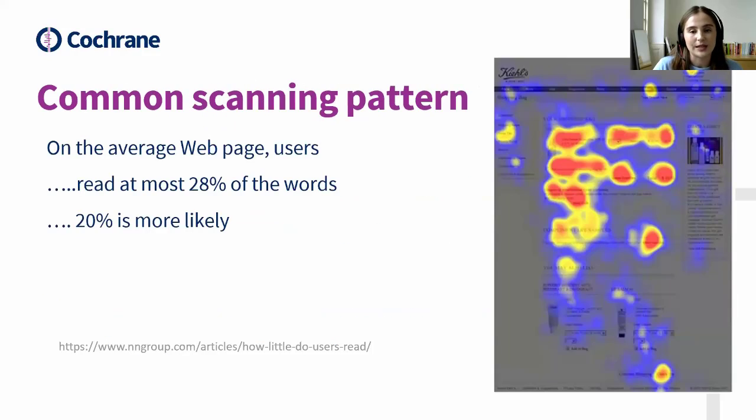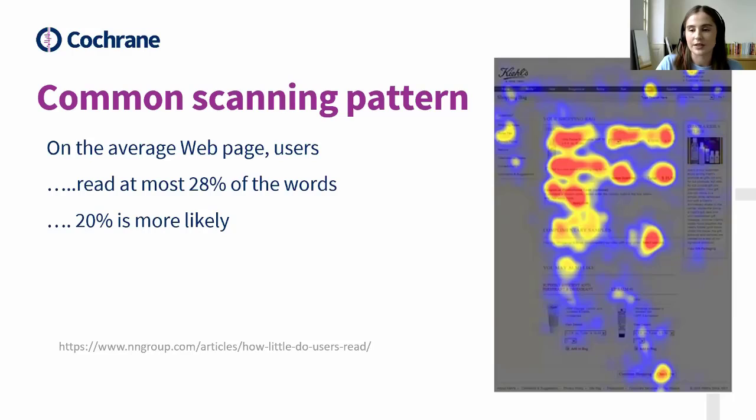So how people read information is actually shown by this heat map. And this has been created by tracking people's eye movements on a web page. So you can see here that the red bits are where people have fixed their gaze for a while, indicating reading rather than scanning. And it's kind of shaped in an F shape. And this is a common scanning pattern.